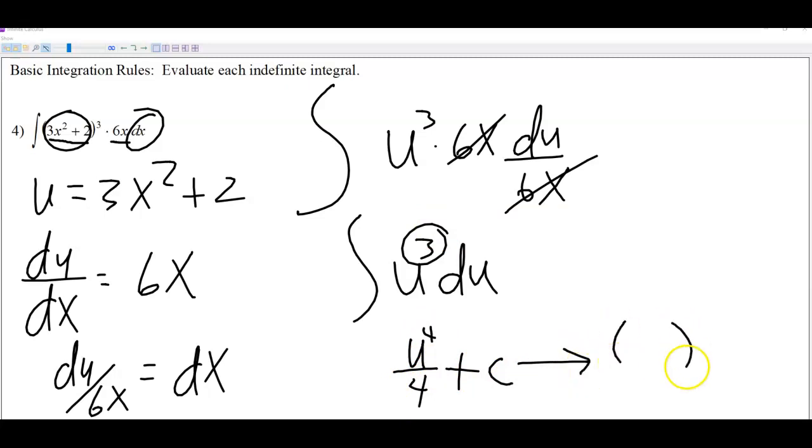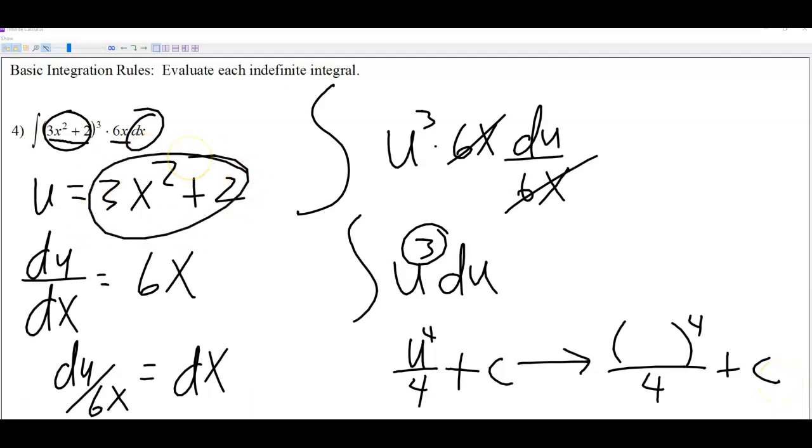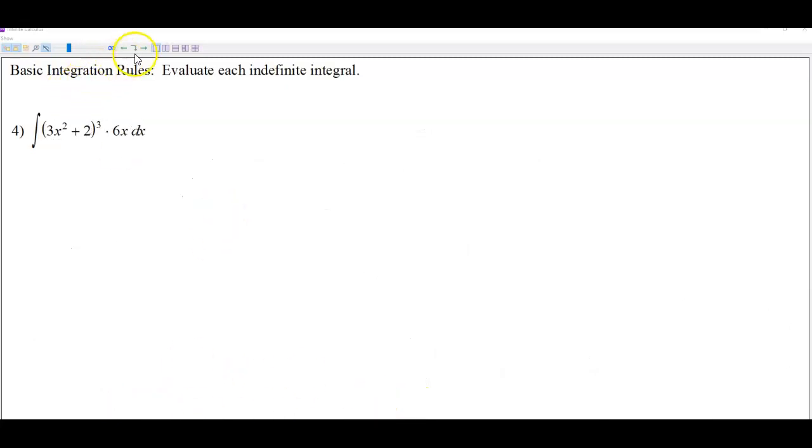Finally, we replace the u with what we know u to be, which is 3x squared plus 2. And there we have it. So that's the end of that one. That's what I would call a basic U sub problem. Let's go ahead and take a look at number 5.